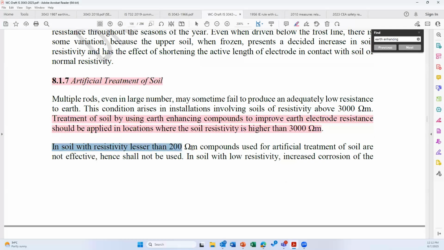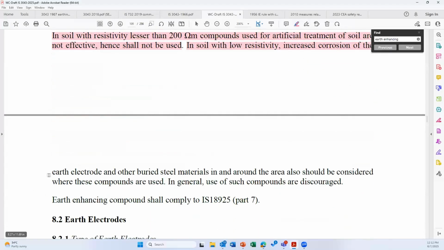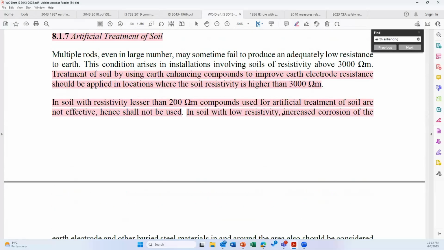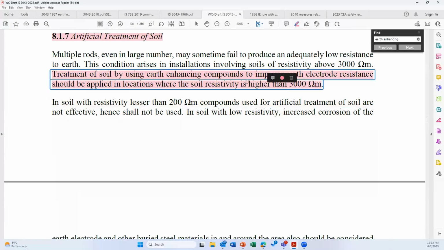In soil with resistivity lesser than 200 ohm meter, compounds used for artificial treatment of soil are not effective, hence shall not be used. In soil with low resistivity, increased corrosion of earth electrode and other buried steel metal in and around the area should be considered where these compounds are used. In general, use of such compounds is discouraged. So basically, we are not supposed to use this earth enhancing compound or this particular chemical.